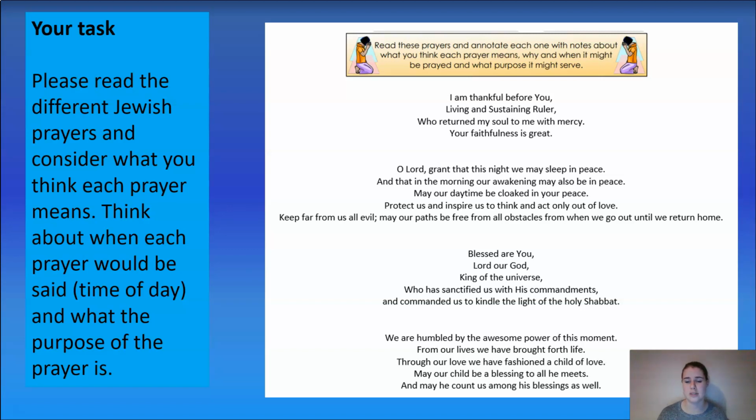Are they thankful for something? Are they asking for something? Are they giving something? Is it for a happy reason? Is it for a sad reason? Think about the emotions and the feelings behind each of those prayers.